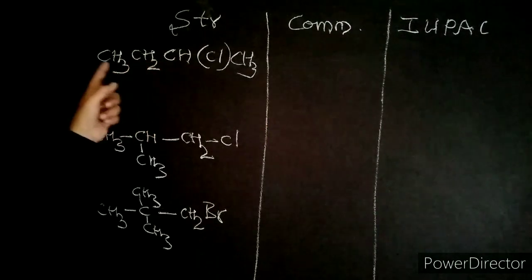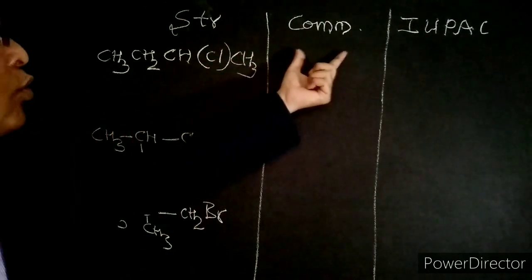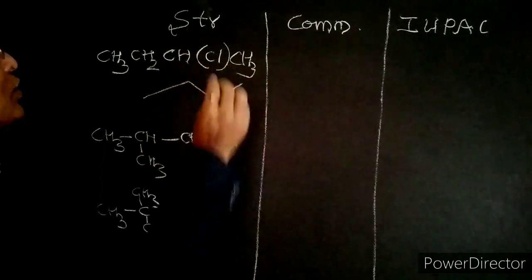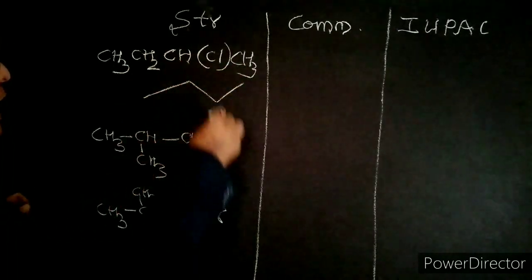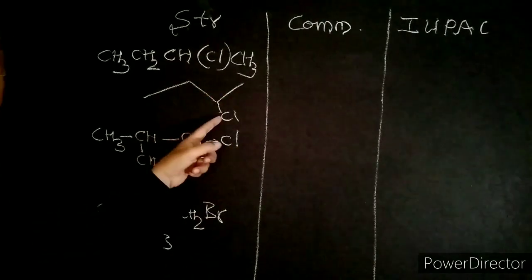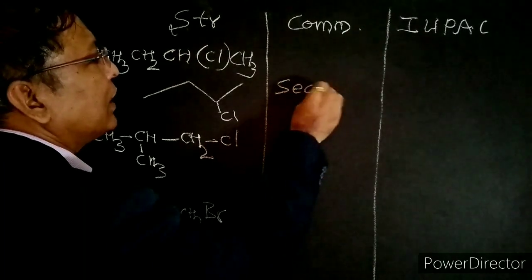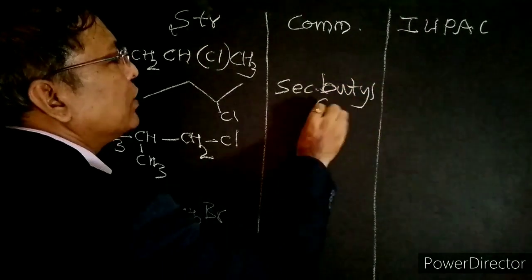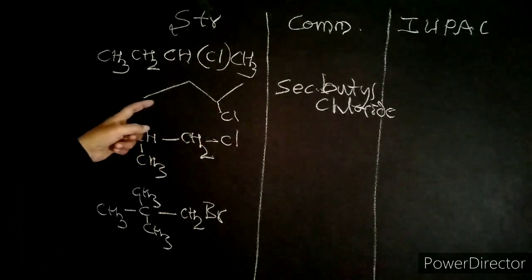The first example, this is the structure given. So we have to write the common name as well as the IUPAC name. First, it is better to write in bond line form. There are 4 carbon atoms, 1, 2, 3, 4, and on the second carbon atom there is a substituent. This position we have already learned. This is the secondary position. Therefore, its name becomes secondary butyl chloride.